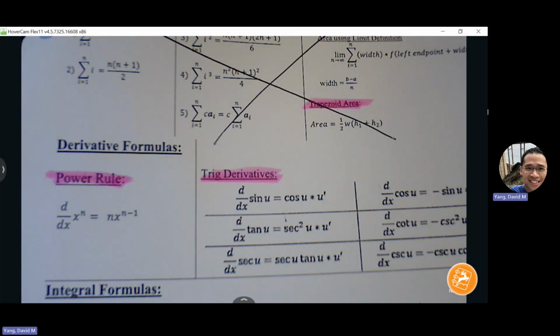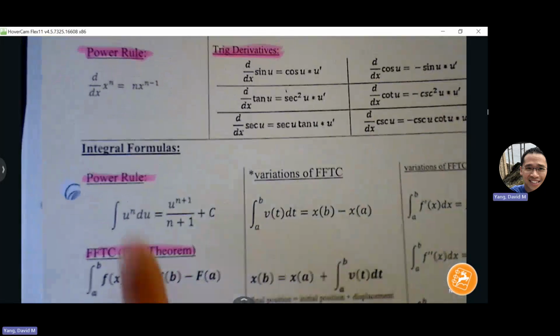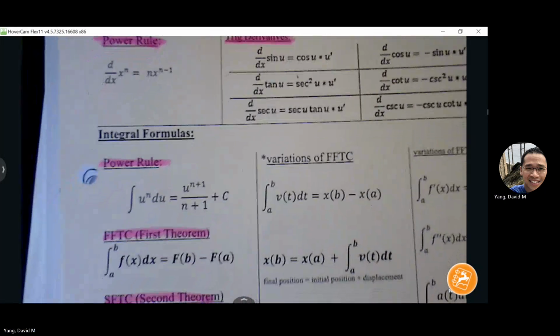Power rule for derivatives, trig derivatives. The hope is that you have these memorized, and then you can use this to help you do integral rules below, right? The trig integral rules. On the integral side, we have power rule for integrals.